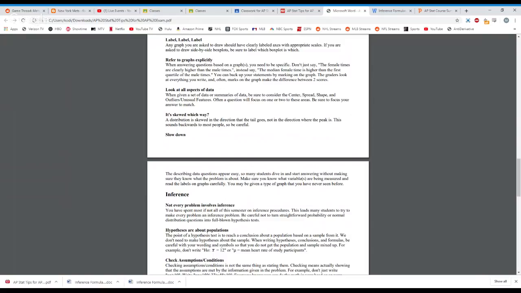Yeah, just make sure the strata are homogeneous and the clusters are heterogeneous.